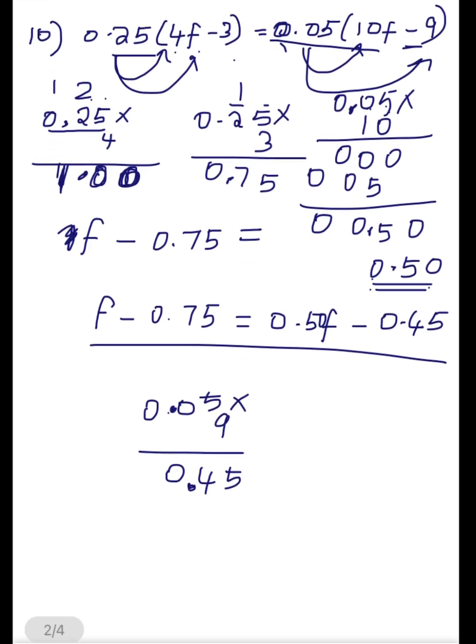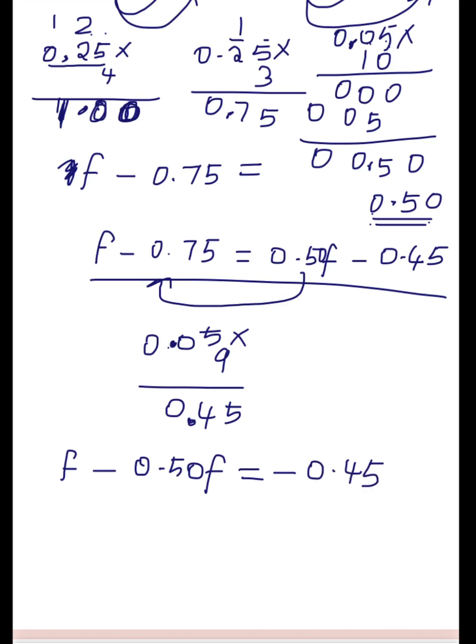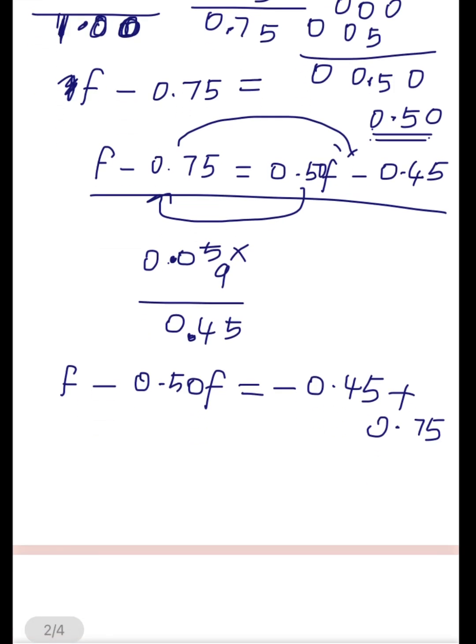Now you have to simply separate the variables. So here you have got f. Now you have to take this to this side. So 0.50 f will become what? Minus 0.50. f is equal to what is remaining there? Minus 0.45. And you have to take this minus 0.75 to the other side, so that it will become plus 0.75. Understand? In this way you can separate the variables.